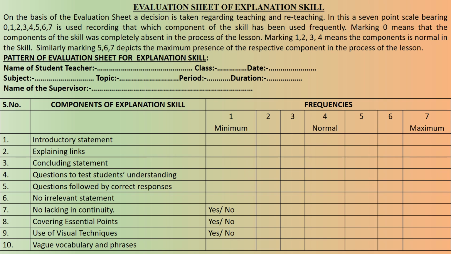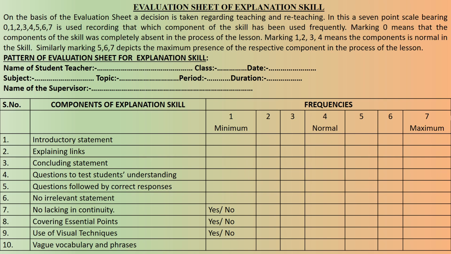Marking 0 means that the component of the skill was completely absent in the process of teaching. Marking 1, 2, 3, 4 means that the component is normal in the skill of teaching. Similarly, 5, 6, 7 depicts the maximum presence of the respective component in the process of teaching.